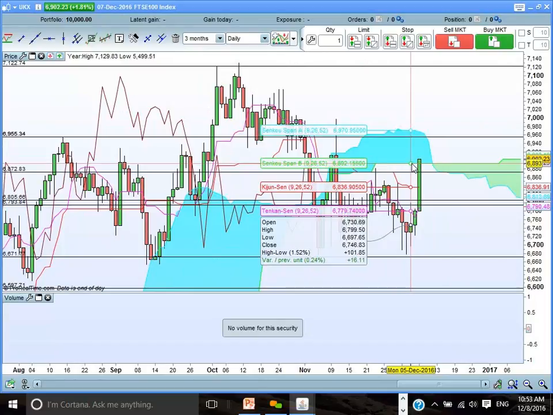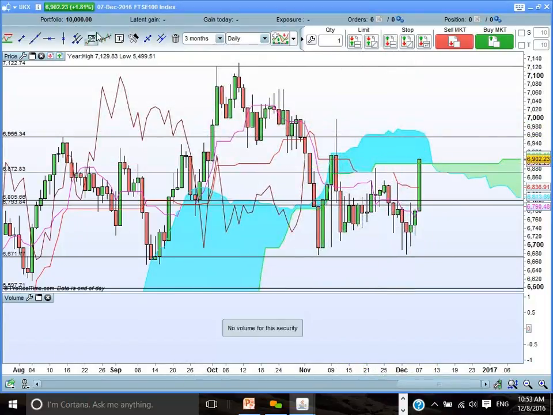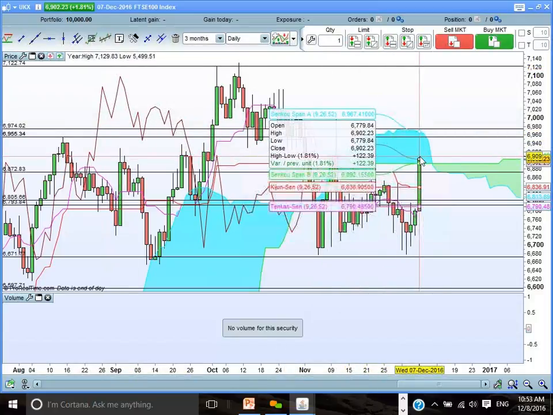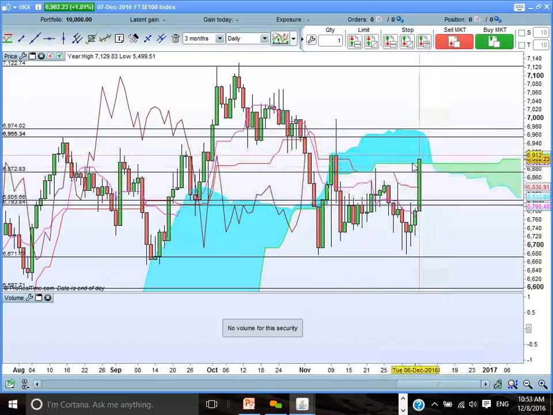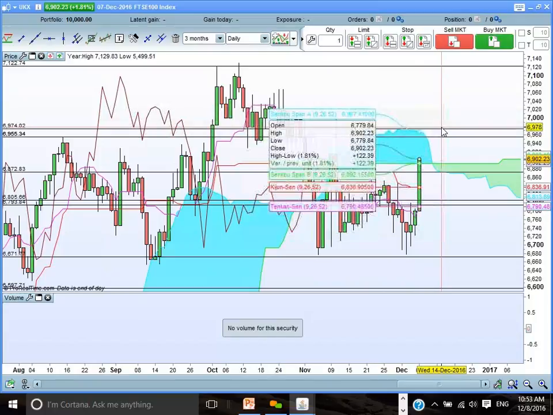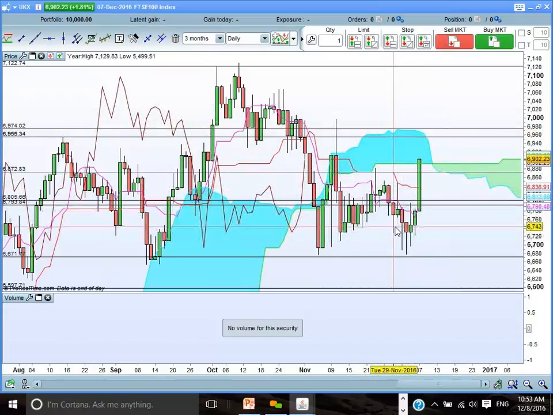If it maintains that momentum, then 6,900 and the top end of the cloud here is the next resistance area. But it's critical to see how this week's going to close off for the next couple of days, if it's going to stay above this cloud chart support area and maintain its momentum back to 6,955 and 6,974, which could be another major resistance zone for the index. Okay.